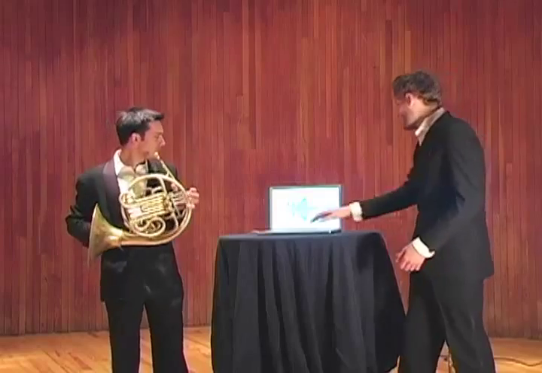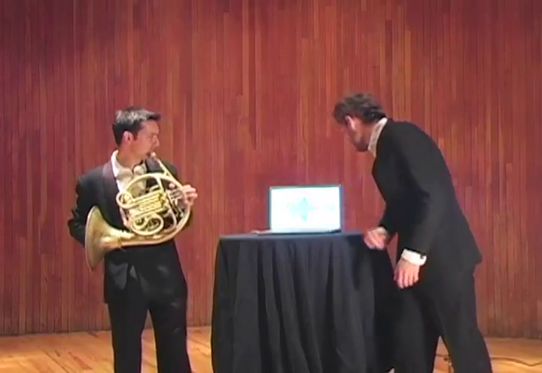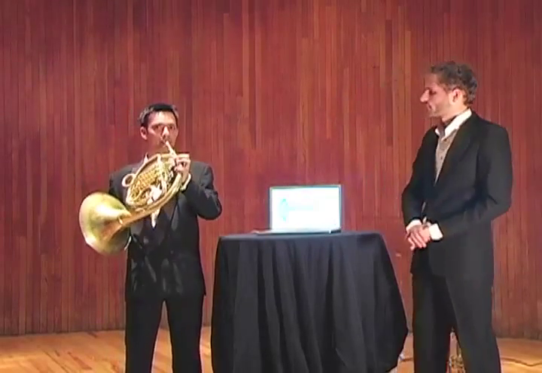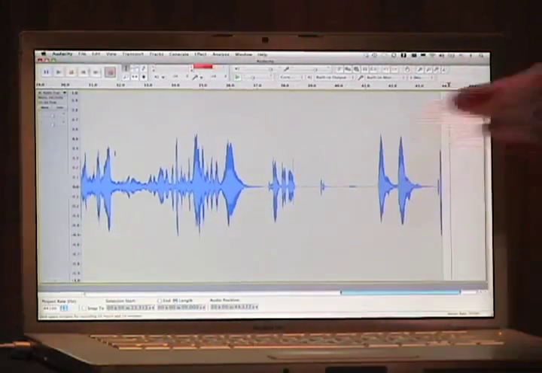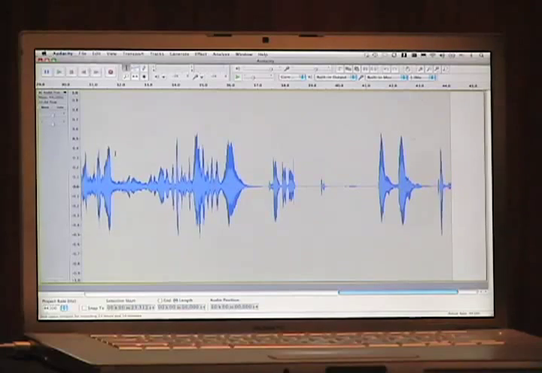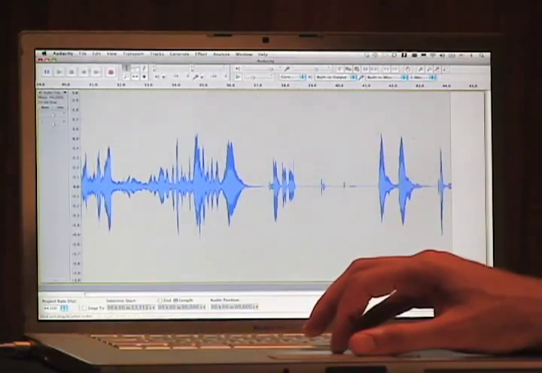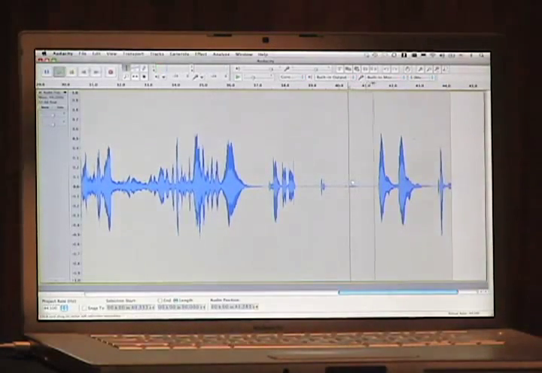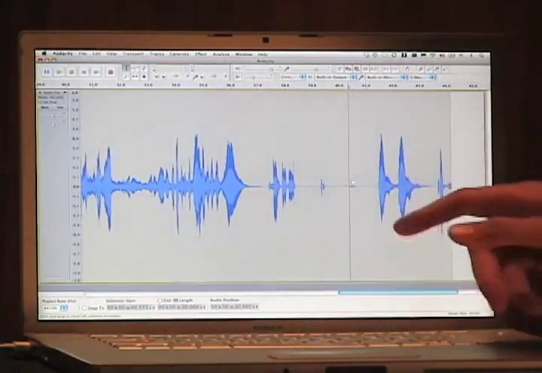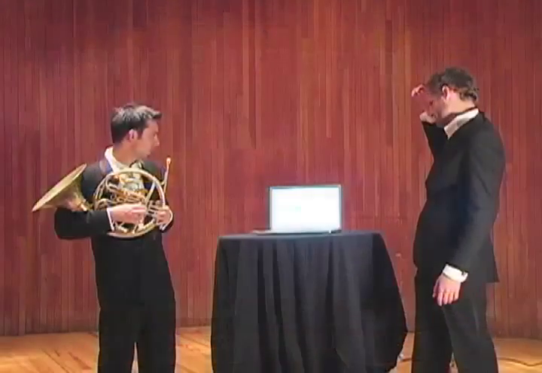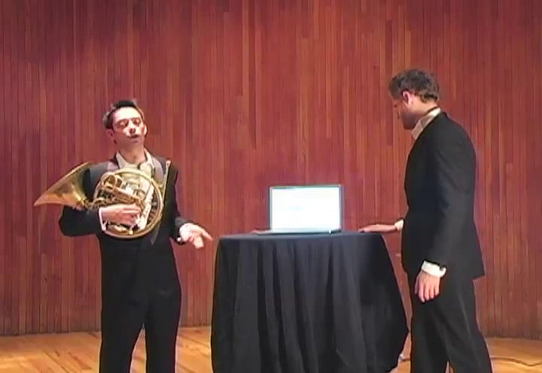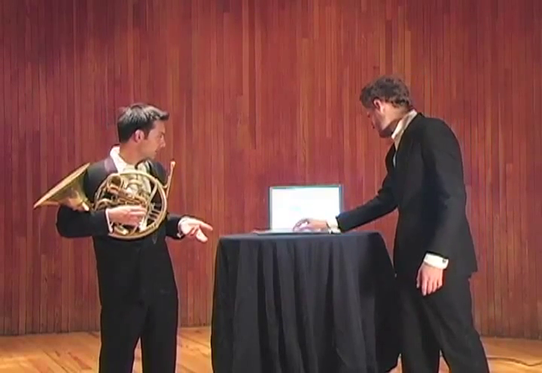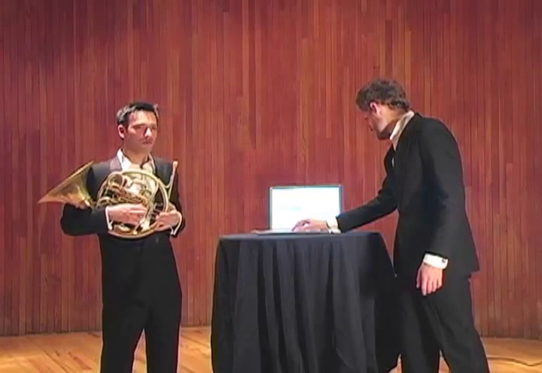All right. Sure. Cool. Here they are. You hear them? But they look about the same to me, right? Yeah, so it looks like they're at about the same dynamic level, but obviously one note was higher than the other. So maybe we're not looking close enough.